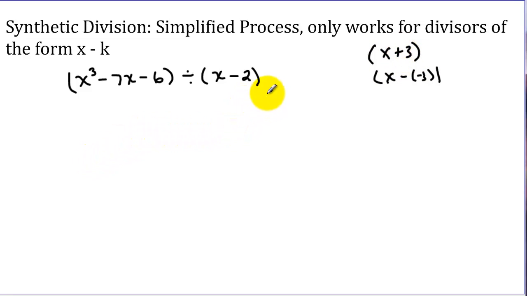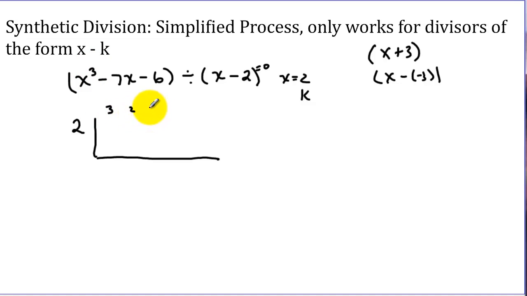Now to set this up, the number that we're going to put outside the divide symbol is the value that makes this parenthesis 0, which is going to be k. So if I set that equal to 0 and solve, I get x equals 2. This is my k. So I'm going to put that here. I'm going to make an upside down divide symbol. And just to make sure I don't miss anything, what I'm going to label up here are, starting with this highest exponent, I'm going to count down. So these are going to be all the exponents that I need to have in my table here.